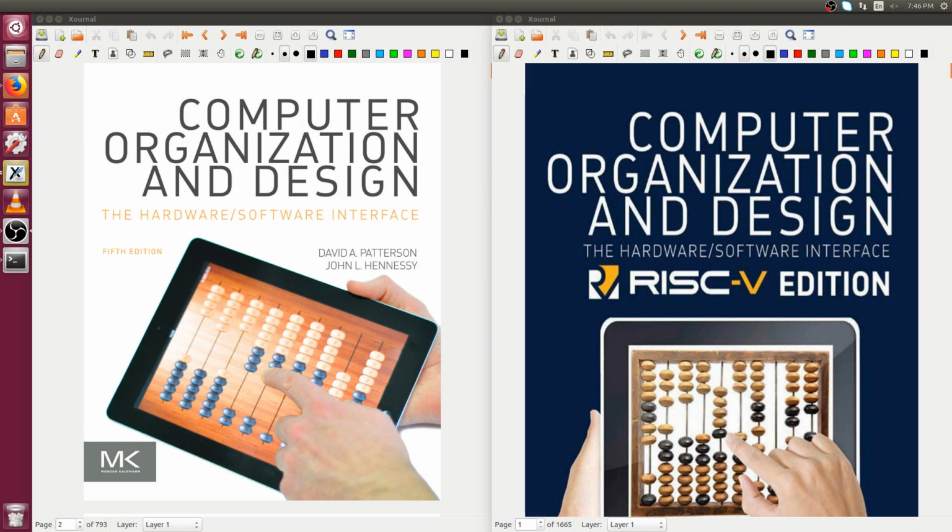We've got two books here. We've got two wonderful textbooks. Classics, if you will. Both by David Patterson and John Hennessy.